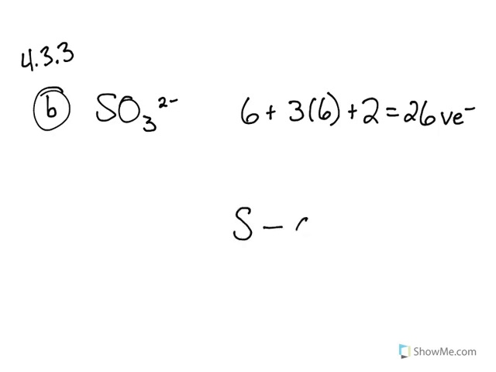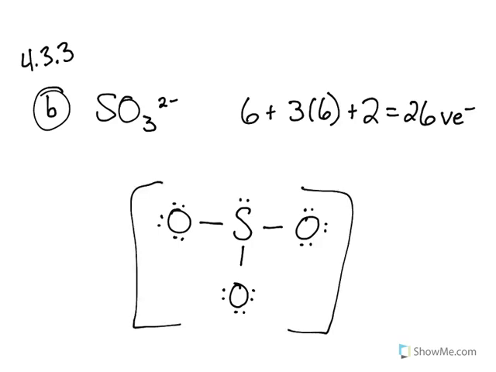So I put sulfur in the middle, surrounded by oxygens. I've used 2, 4, 6 electrons to start with. 8, 10, 12, 14, 16, 18, 20, 22, 24, and 26 completes my octet on sulfur. Everything has 8. So once again, I put it in brackets and I indicate that 2- charge that we have.